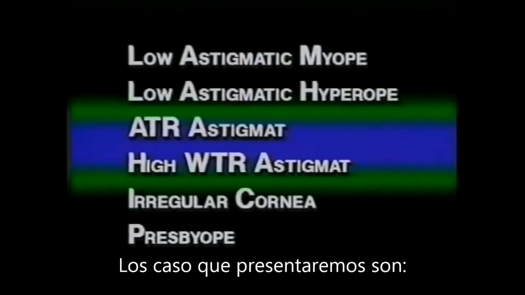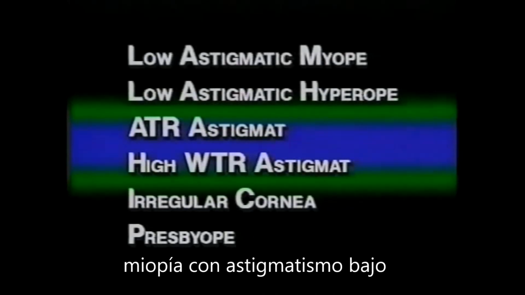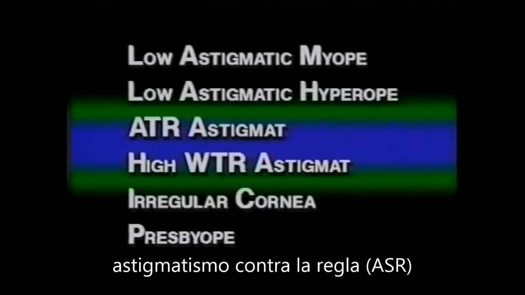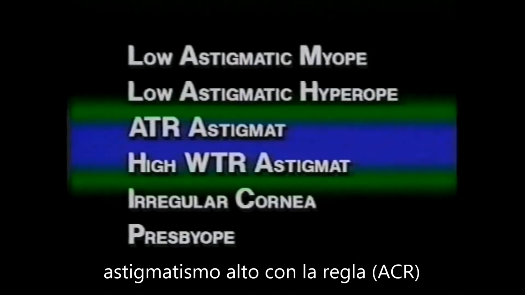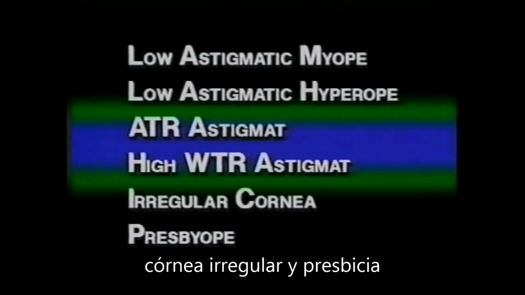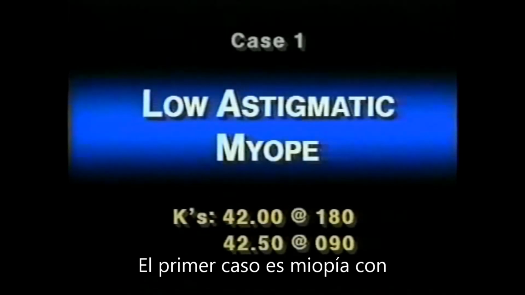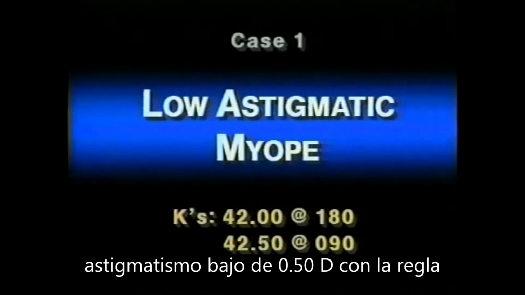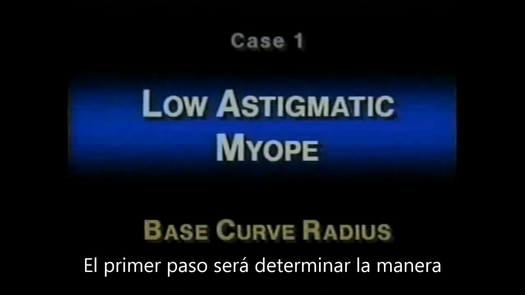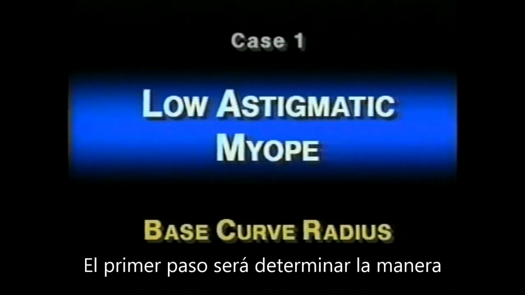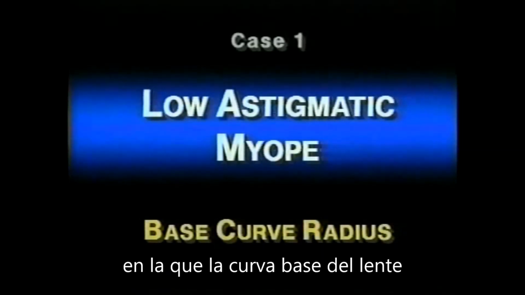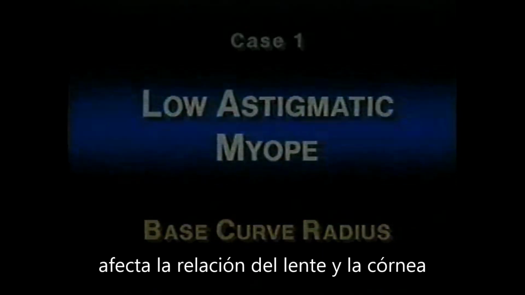The cases are low astigmatic myope, low astigmatic hyperope, against the rule astigmat, high with the rule astigmat, irregular cornea, and the presbyope. The first case involves a low astigmatic myope with a half diopter of with the rule corneal astigmatism. The following series of lenses show how base curve radius changes affect the lens to cornea fitting relationship.